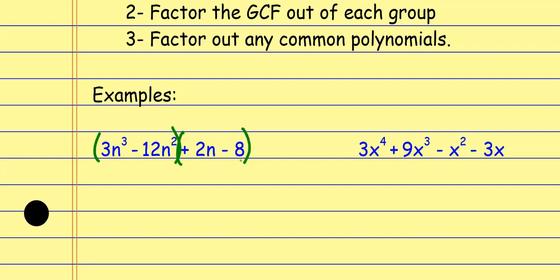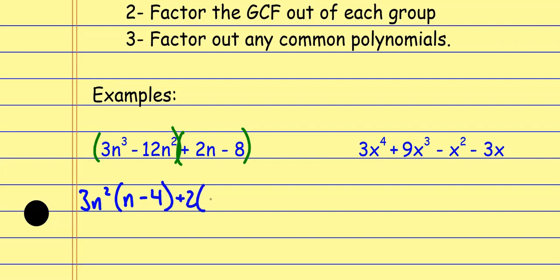So I ignore the second group. Look at the 3n cubed minus 12n squared. The greatest common factor is 3n squared. And now I divide out the 3n squared, which leaves me with an n minus 4. Okay? Out of the second group, I have to look for the greatest common factor. I can factor a 2 out, so I'm going to put a plus 2.